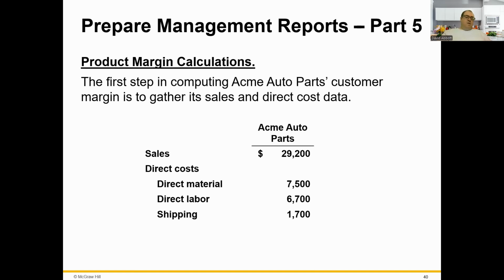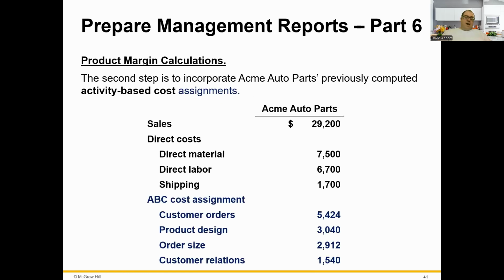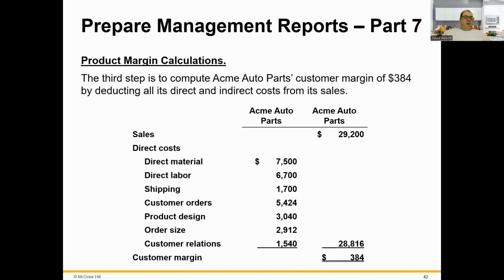Customer margin calculation. The first step in computing Acme Auto Parts' customer margin is to gather its sales and direct cost data, which are assumed to be as shown. The second step is to incorporate Acme Auto's previously computed activity-based cost assignments. The third step is to compute Acme Auto's customer margin, $384, by deducting all of its direct and indirect costs from its sales.